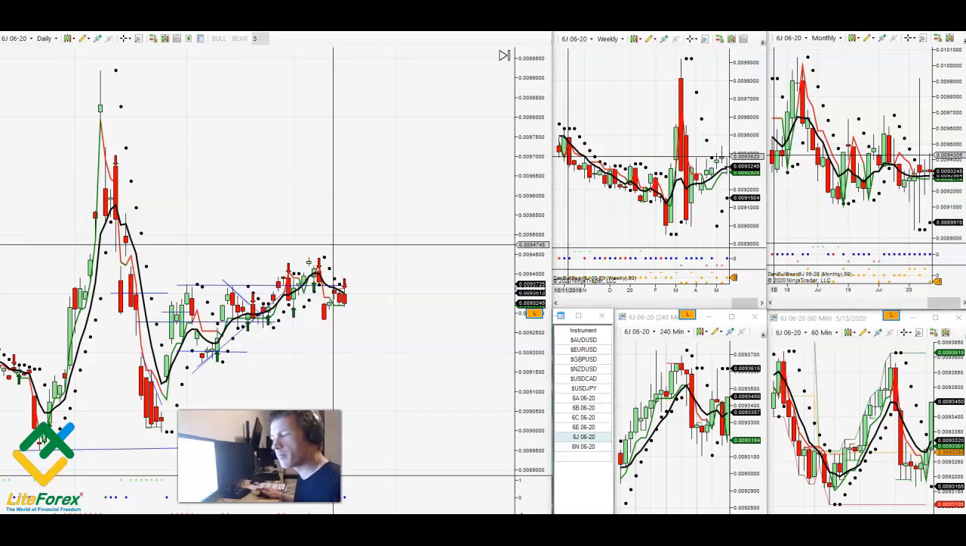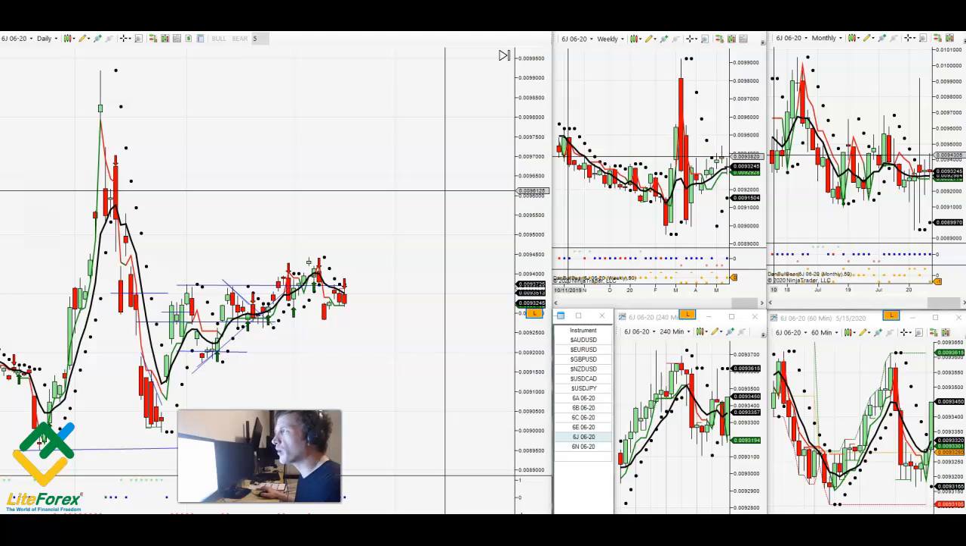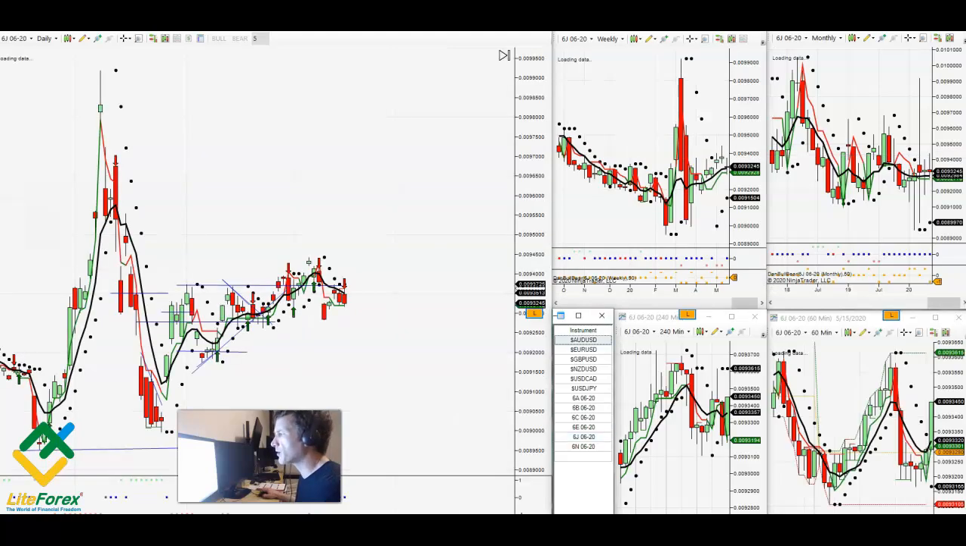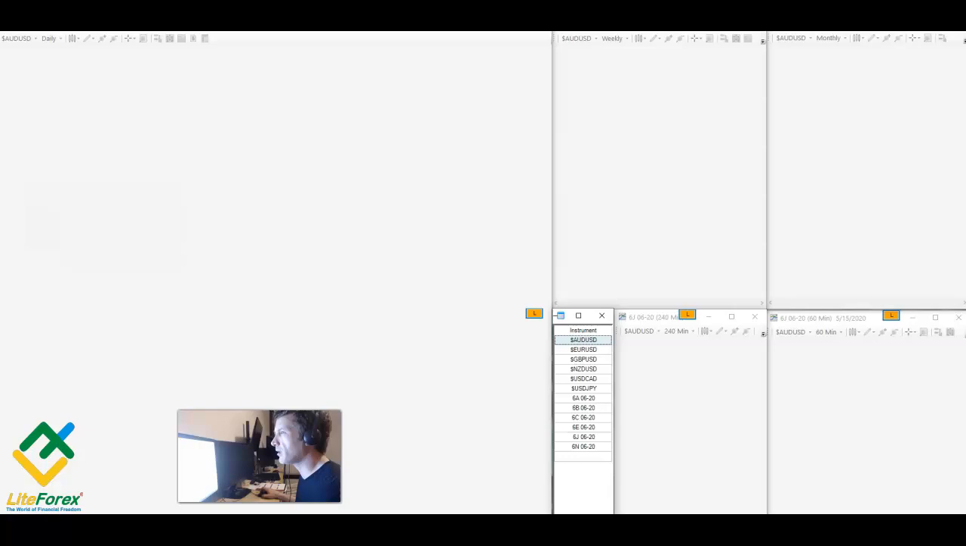It is May the 15th, almost the 16th, and I'm going to do the weekend breakdown of the major Forex pairs, starting with the Australian USD.